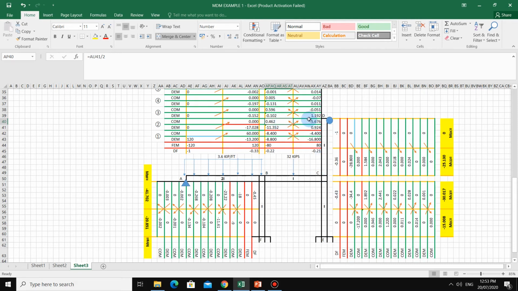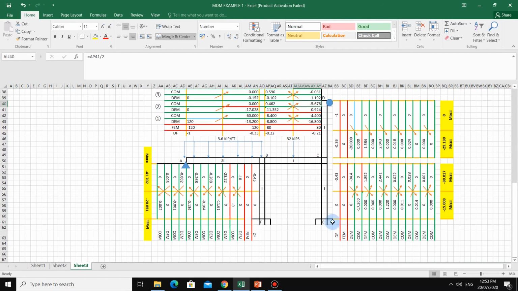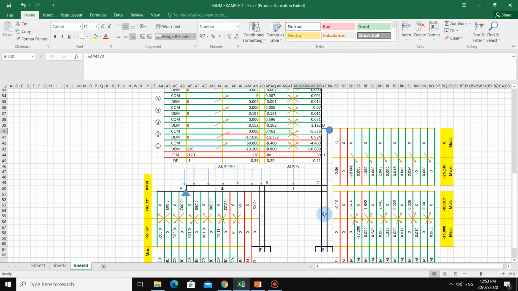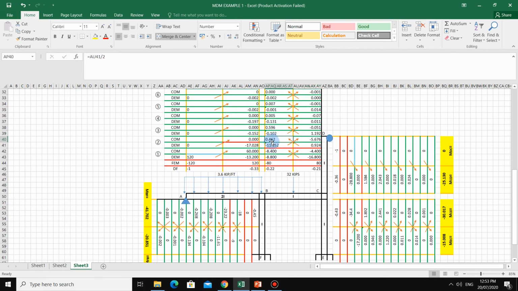How about for joint C? At joint C it is negative 5.627, then 0, 0. Okay, so negative 5.676 is the unbalanced moment. As for E and F, we have no problem there. We expect a moment there since this is a fixed support. So we still have those unbalanced moments. So proceed to the third cycle.